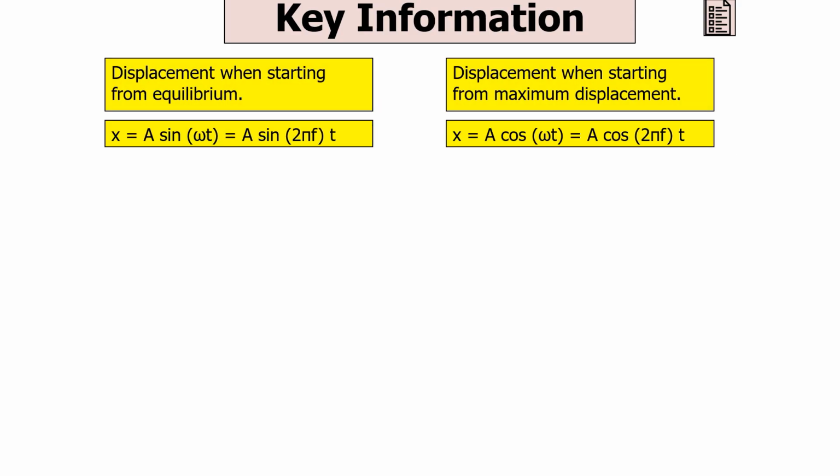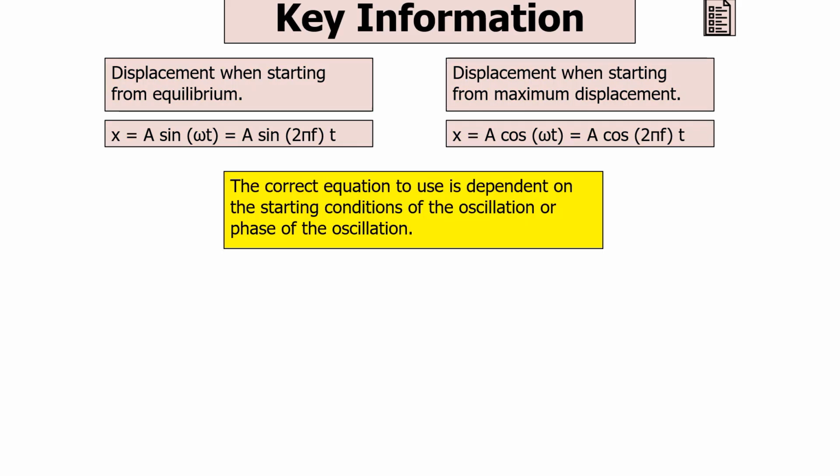So to clarify, to work out the displacement when the oscillator starts its cycle at equilibrium, we would use x is equal to A sin omega t, whilst the displacement when starting from the maximum displacement is x is equal to A cos omega t. The correct equation to use is dependent on the starting conditions of the oscillation, or the phase of the oscillation.